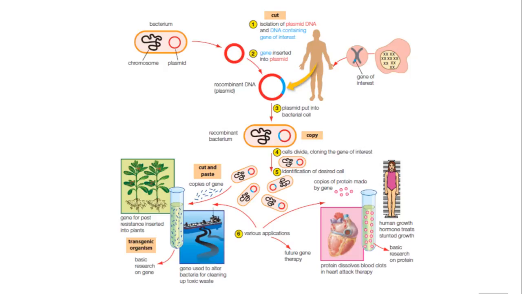So here's a diagram which pictorially represents what happens. We insert a gene into a plasmid, which is extracted from a bacterium. We insert the gene in which we're interested. It's put back into the bacterium. We can clone that, take the copies of that gene, and then introduce it into the organism.